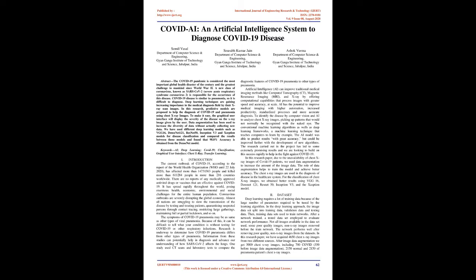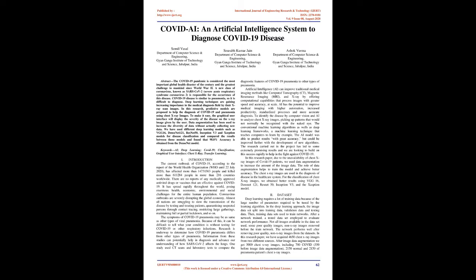We have used different deep learning models such as VGG16, DenseNet 121, ResNet 50, Inception V3 and Xception models for disease classification and compared the results between those models and found that 98.8% accuracy is obtained from the DenseNet model. Keywords: AI, deep learning, COVID-19, classification, graphical user interface, chest X-ray, transfer learning.